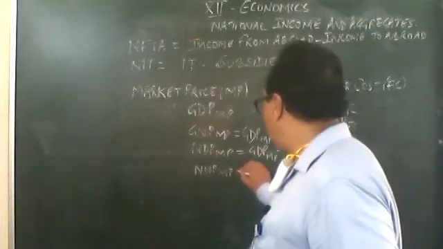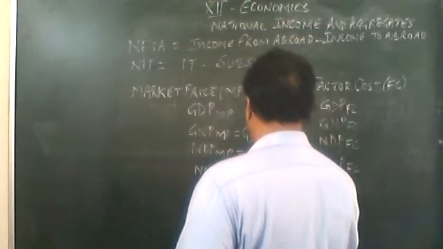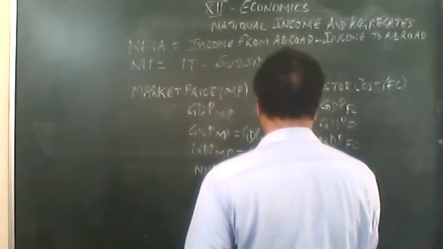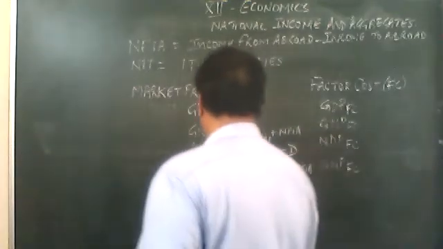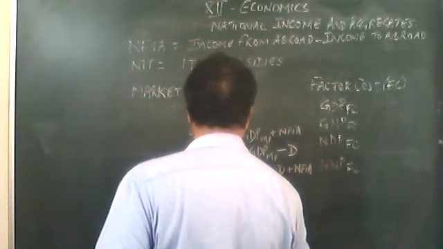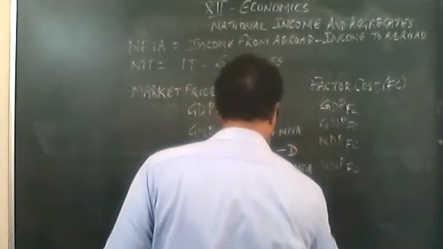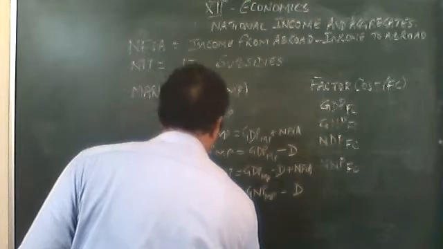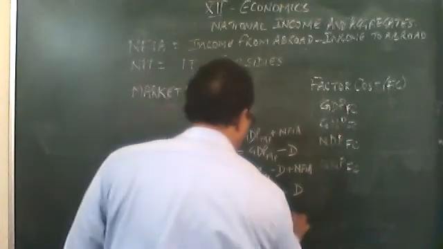So NNP at market price, if calculated from GDP, would be GDP market price minus depreciation plus net factor income from abroad. If NNP at market price is calculated from GNP market price, it would be minus depreciation. And if NNP market price is calculated from NDP market price, it would be plus NFIA.